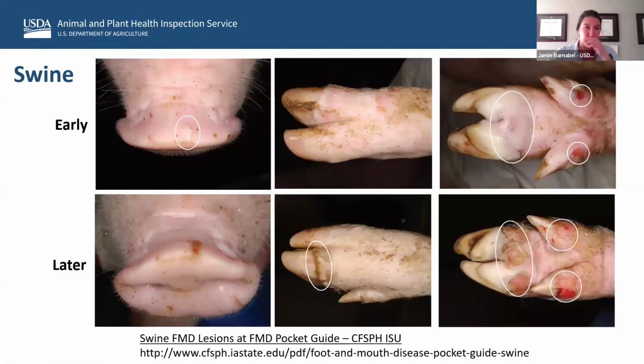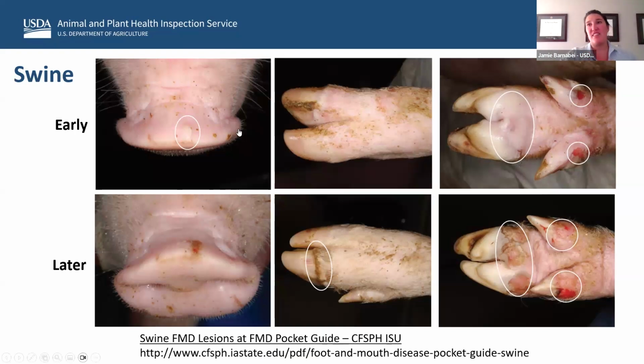All right, now we're looking at swine. So you can see these are highlighted by white circles for the most part. Very, very small vesicle on the snout. If any of you have seen Seneca Valley virus out in the wild, it looks almost identical, right, to FMD. That's why we're always sending those samples in. But vesicle development on the snout in swine is very common.